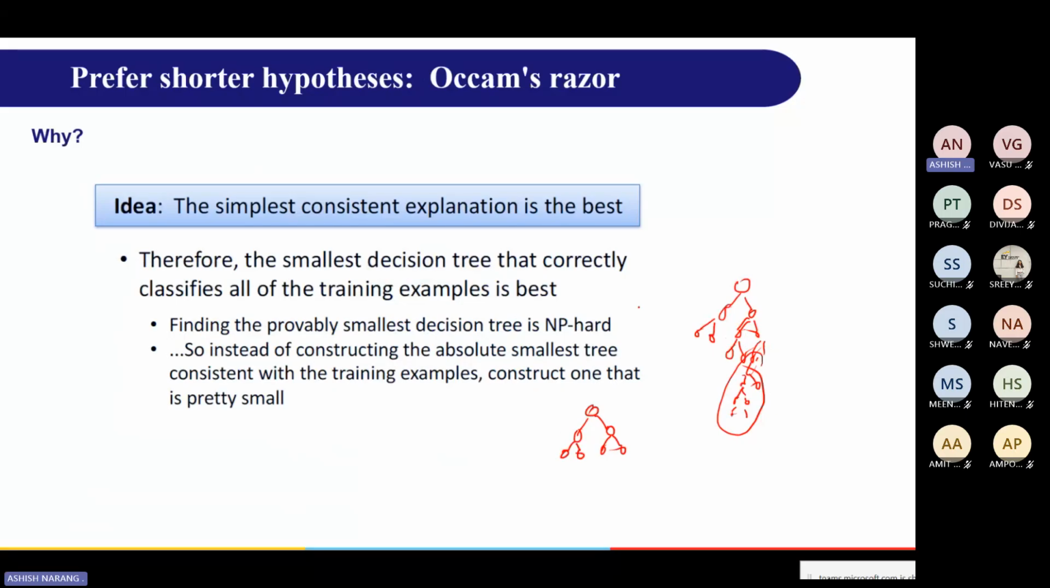Because at this point I may not be able to achieve pure partitions, but making it overly complex also does not make much sense. As long as I have achieved my reasonable performance metrics and my tree is simpler, it is a more generalized one, I will try to stick to that.